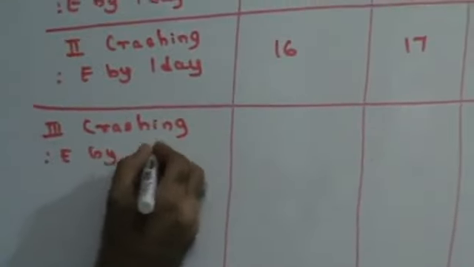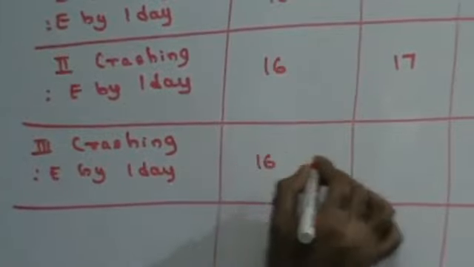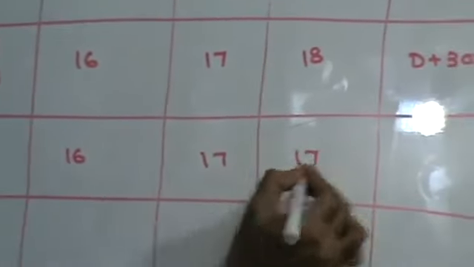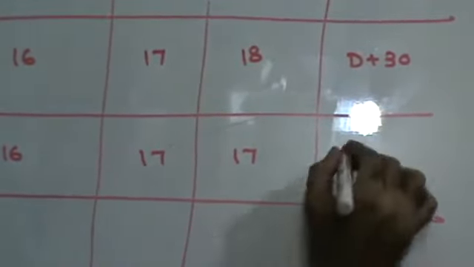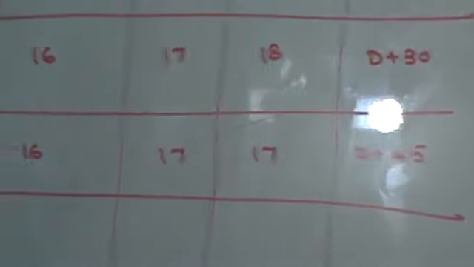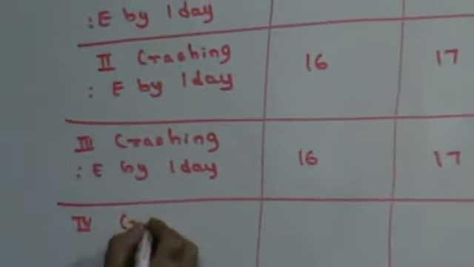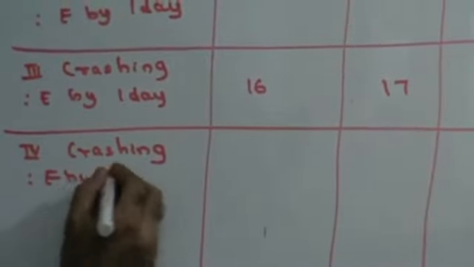Third crashing. E by 1 day. This is 16 as it is, this is 17 as it is, this becomes 17. I'm crashing E. So this will become D plus 45. E is to be crashed by 4 days. So you will have a fourth crashing. E by 1 day. Now we have a problem, people.